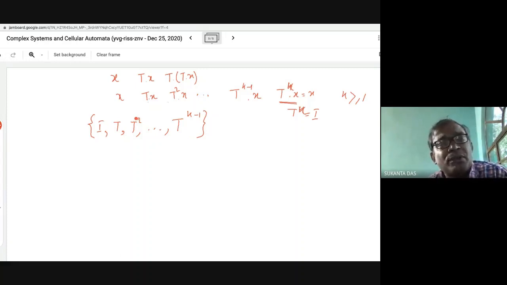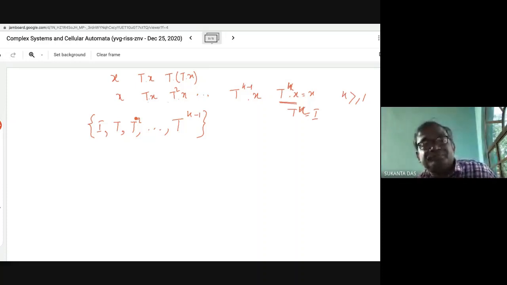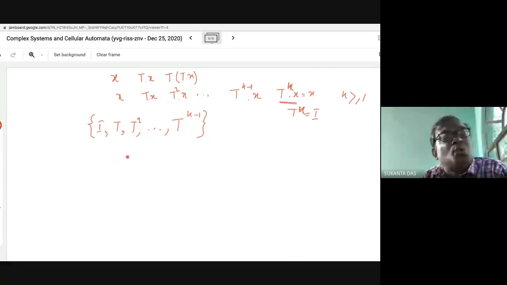What are the properties of forming a group? What is the operator here? The operator is matrix multiplication. So this set of operators forms a group under matrix multiplication, and this operation is closed. What are the four properties of a group? First, we show that it has closure.